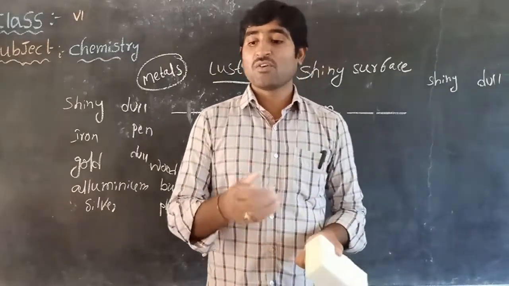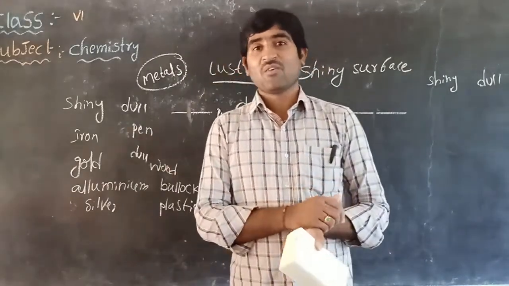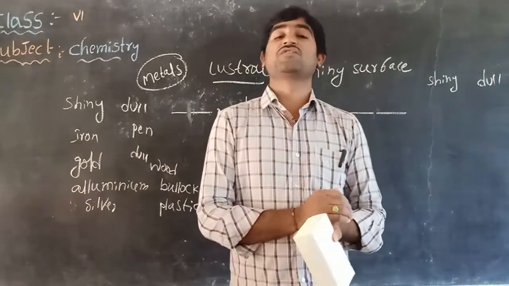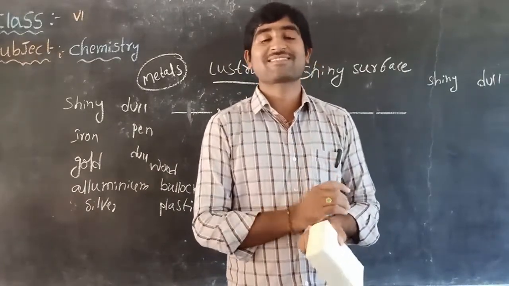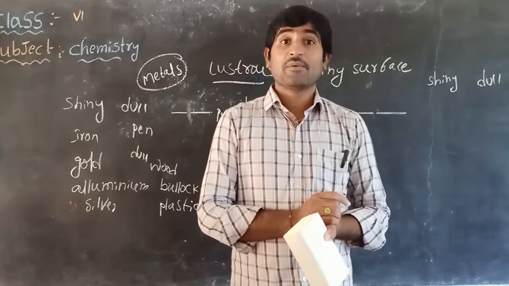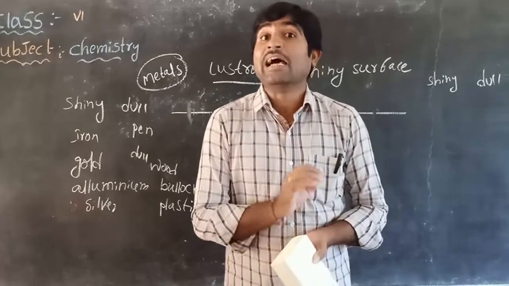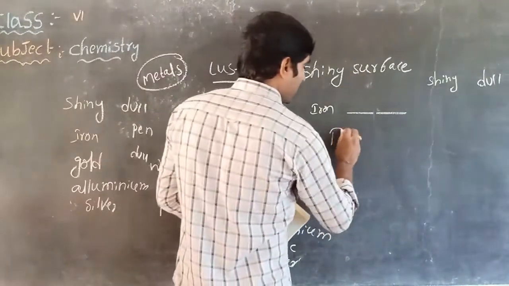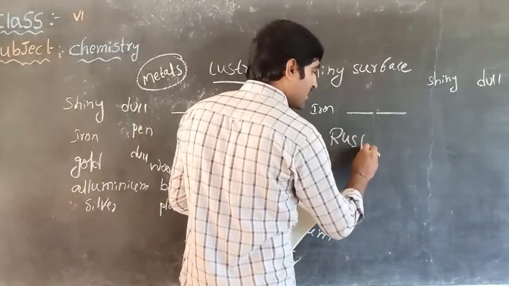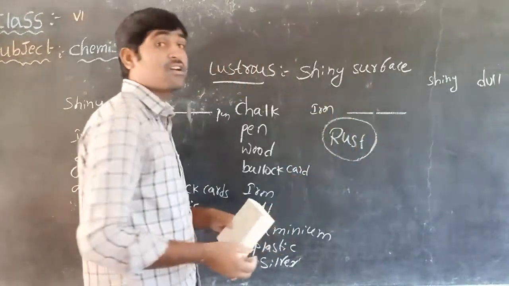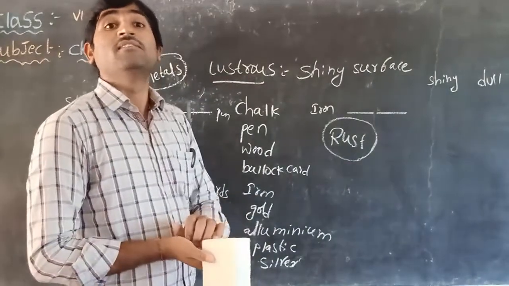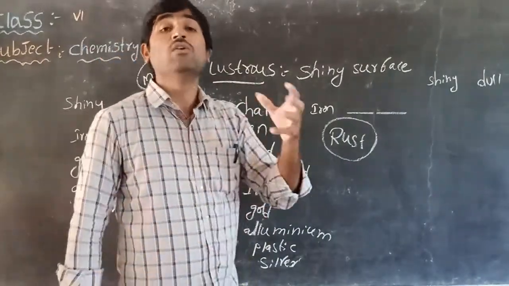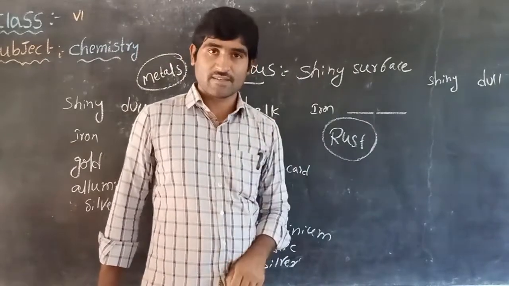Children, do you know what is the reason for that? Such materials lose their shiny surface very fast. Because of what? What do we call that? Rust. Because of that, metals are getting rust. Because of rusting, the metals are going to lose their shiny surface.